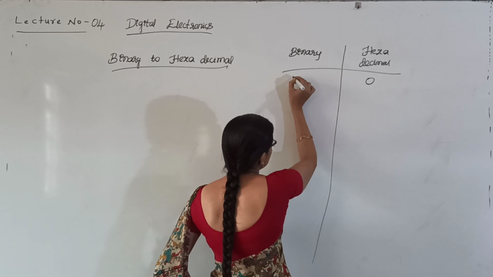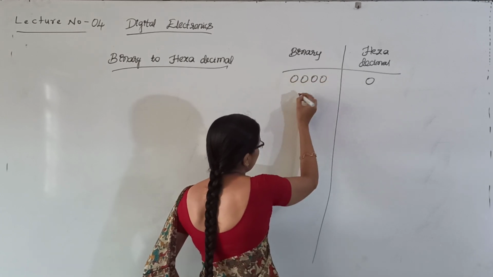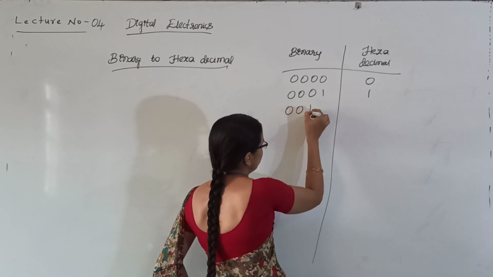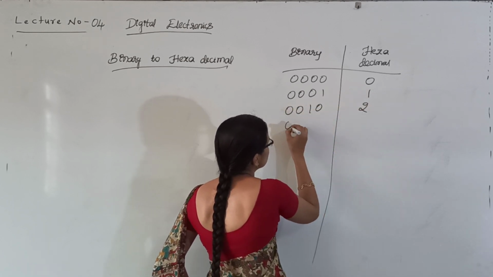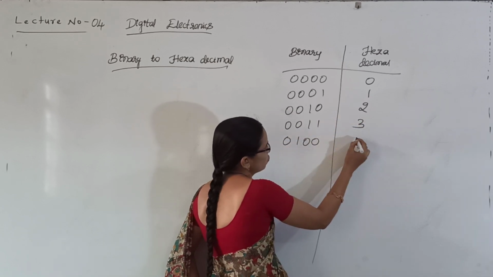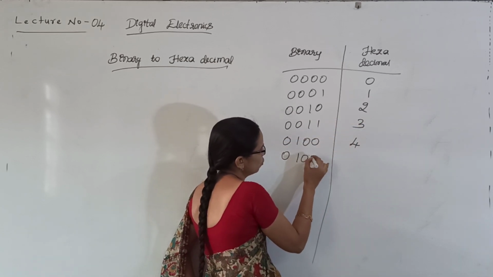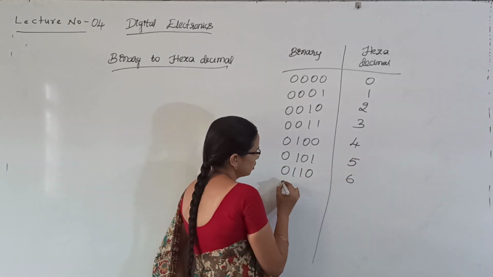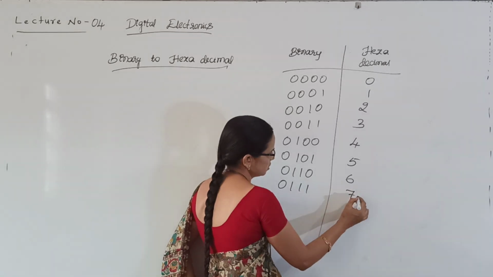For 0, it is 0, 0, 0, 0. For 0, 0, 0, 1 binary, it is 1. For 0, 0, 1, 0, it is 2. 0, 0, 1, 1, it is 3. 0, 1, 0, 0, it is 4. 0, 1, 0, 1, it is 5. 0, 1, 1, 0, it is 6. 0, 1, 1, 1, 7.